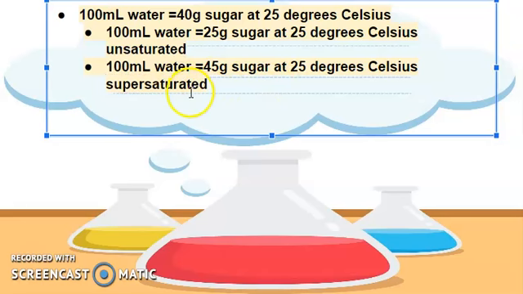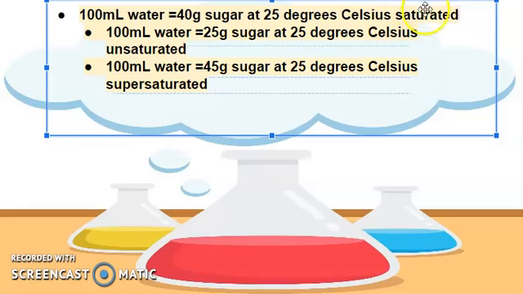Supersaturated. Okay? Supersaturated na siya. Now, you may ask, how do we make it saturated? We will have the saturated solution if we add 100 ml of water with 40 grams of sugar, because this is the capacity of 100 ml water. This is the amount that it can normally hold and dissolve. So this is now the saturated solution.